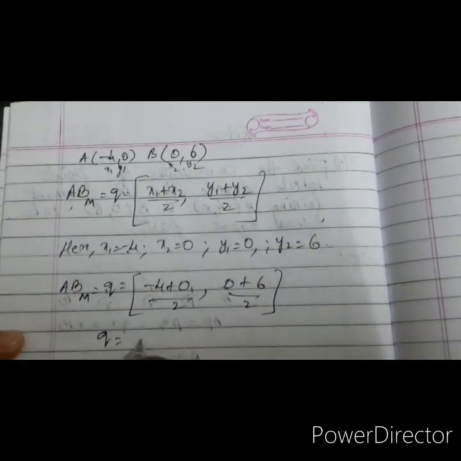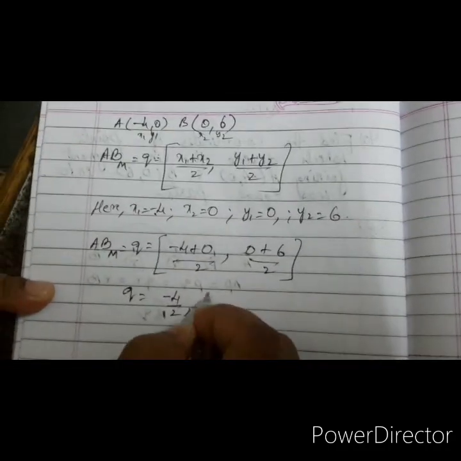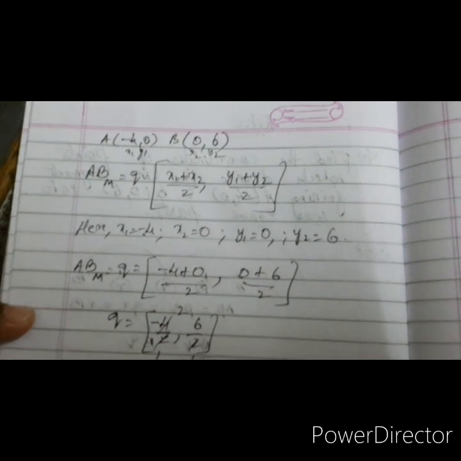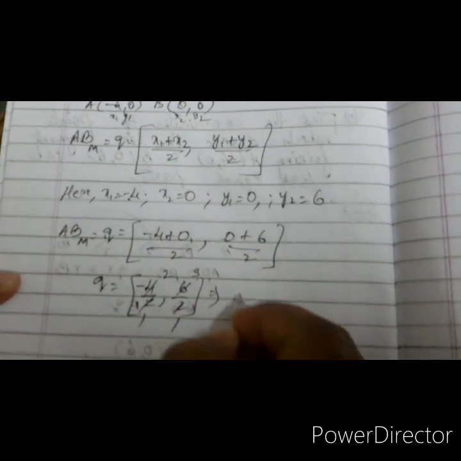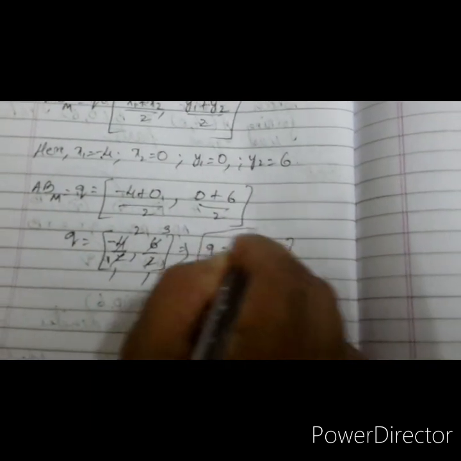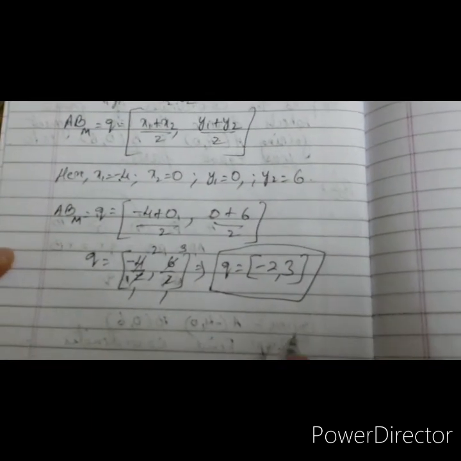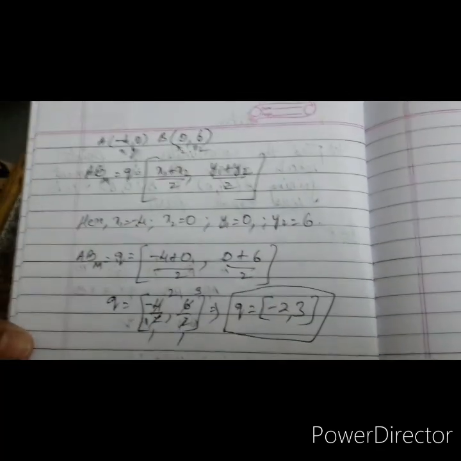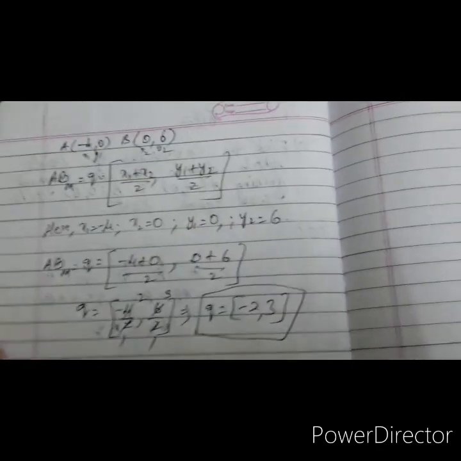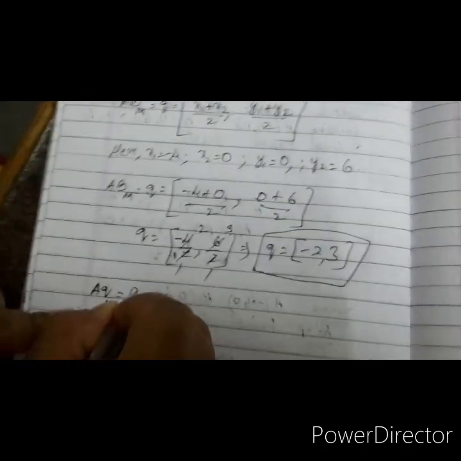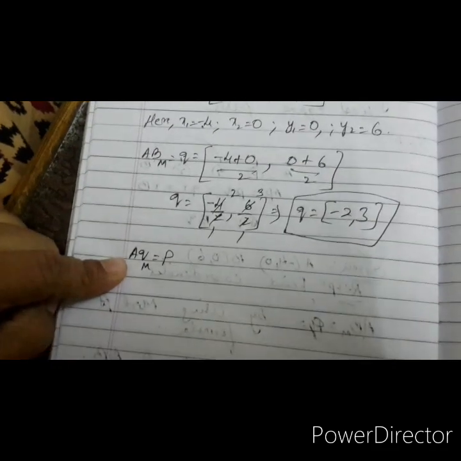Q equals -4 plus 0 is -4 by 2, comma, 6 by 2. 2 1s are 2, 2 2s are 4; 2 1s are 2, 2 3s are 6. Therefore, Q equals (-2, 3). This is Q, the midpoint of AB. Correct? Next we are going to find out the midpoint of AQ. P is the midpoint of AQ, right?